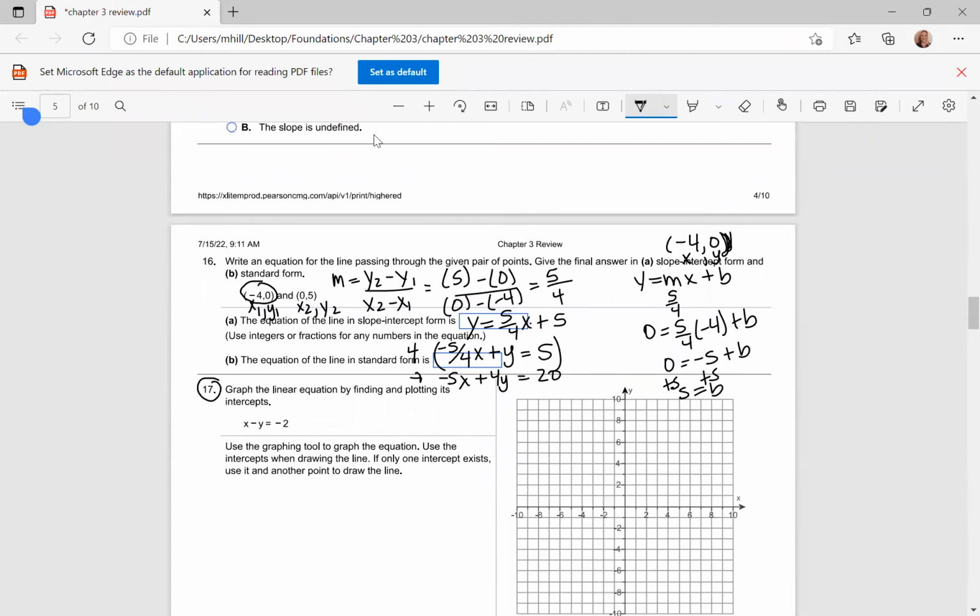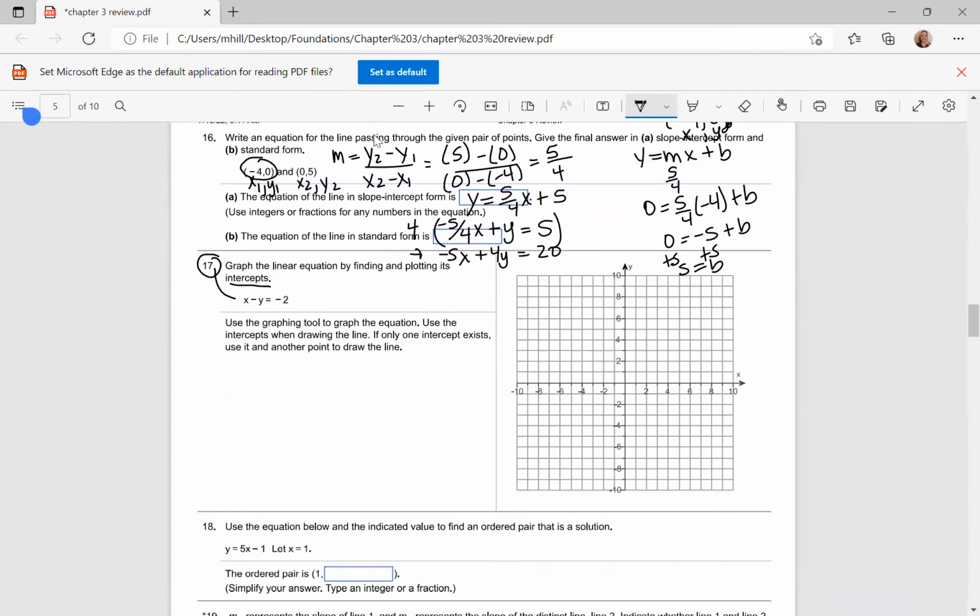On number 17, we're going to graph this x minus y equals -2. It wants us to graph it by the intercepts. So we would let x equal 0 and find what y equals. And then we would let y equal 0 and find out what x equals.